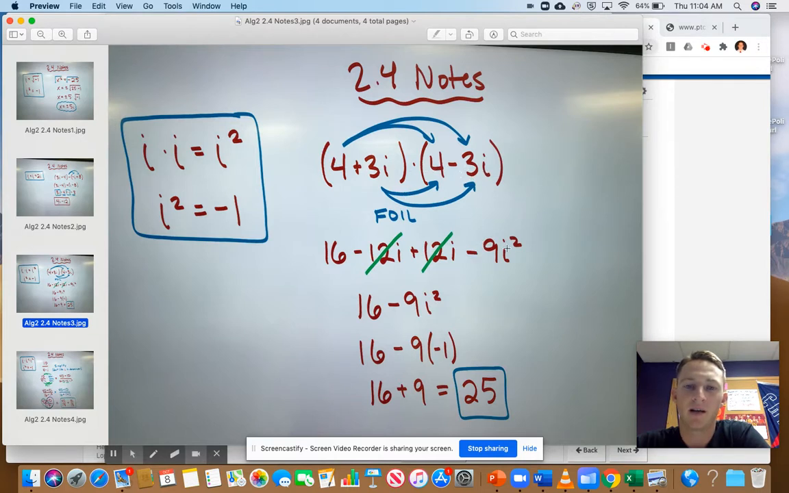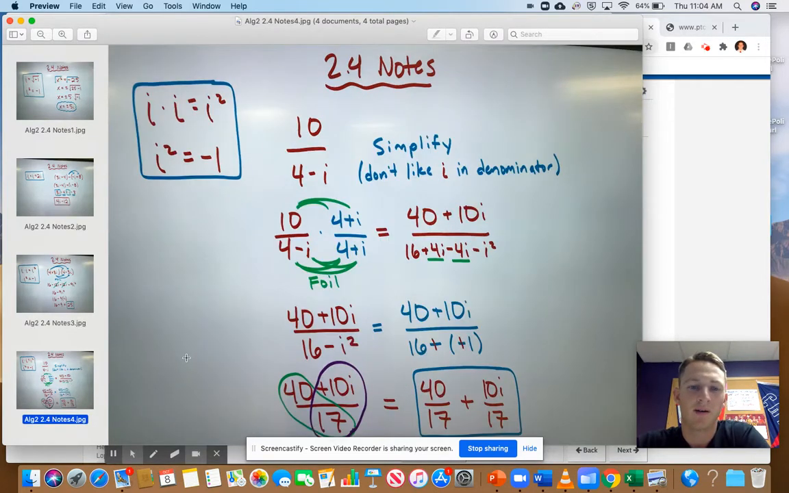i times i is i squared. Well, these happen to cancel, -12i and plus 12i. So all that we have left is 16 minus 9i squared. Well, what does i squared equal? It equals -1, so I'm going to substitute this into here, and we're multiplying. So 16 minus 9 times -1. Well, -9 times -1 is a positive 9, and 16 plus 9 is 25.